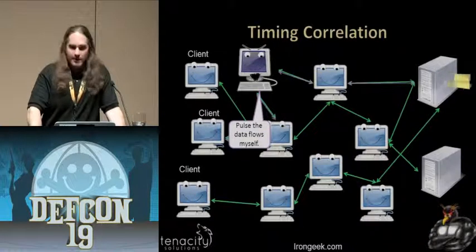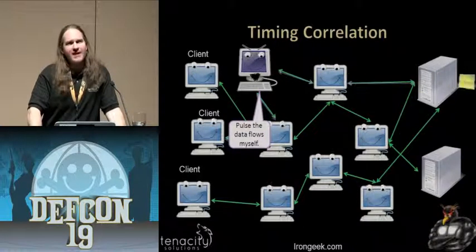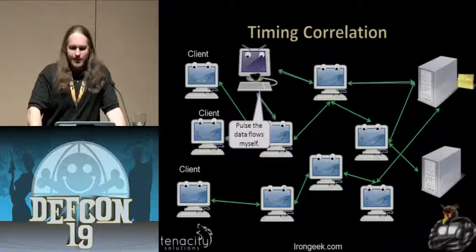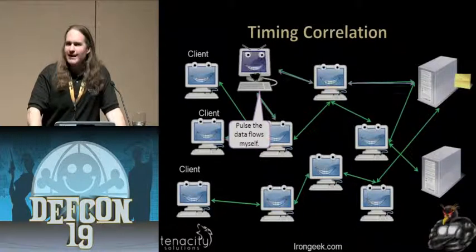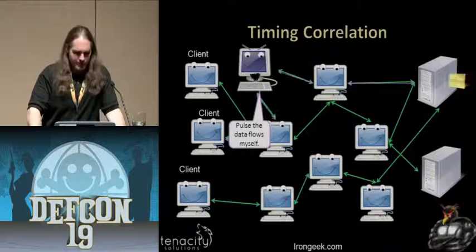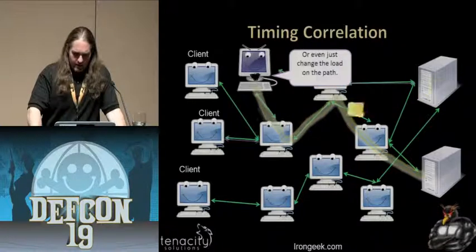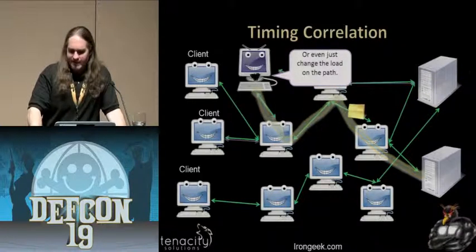Though both Tor and I2P, I believe, sign the data they're sending, so they can't directly tag it, but they might be able to tag it via timing. I'm not sure. I need to look deeper into the protocols for that. Also, they can just change the load in the path, like I was mentioning before.